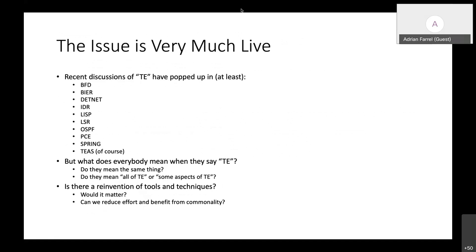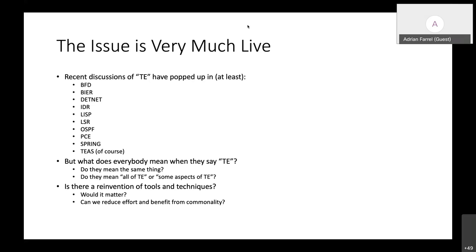So just to make the point that this issue is very much alive, I did a quick look for recent discussions of the term TE in the routing area, and I came up with this list of 10 working groups that are all mentioning TE in one way or another. And to some extent, and excusably, making their own definition of what they mean by TE according to their circumstances. And the excuse is that they don't really have anything to point to as a decent, stable reference.